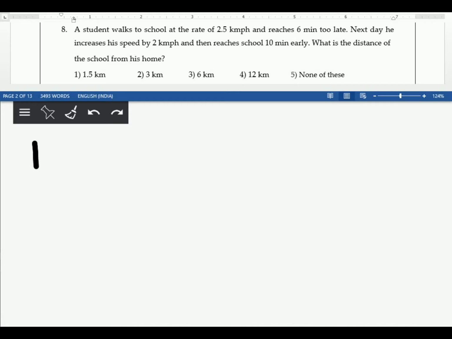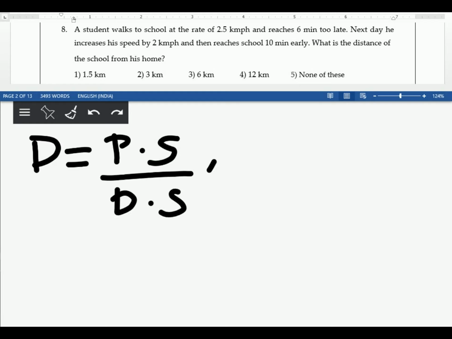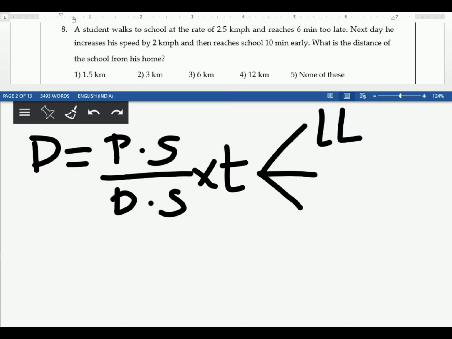As we know, distance is equal to speed into time. For this case we have one formula, that is product of the speeds by difference of the speeds into time. For this time we have 3 combinations: late comma late, late comma early, early comma early. For late comma late it is minus, it is plus, and it is minus.